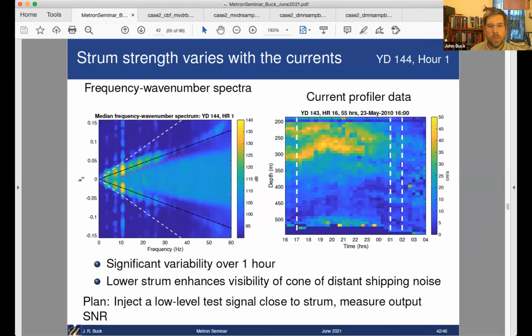And so what we'll see, I'm going to show you this hour right here. This is a K-omega plot. This is time frequency on this axis. This is wave number, vertical wave number, on this axis. So this is going up towards the surface, down towards the bottom.